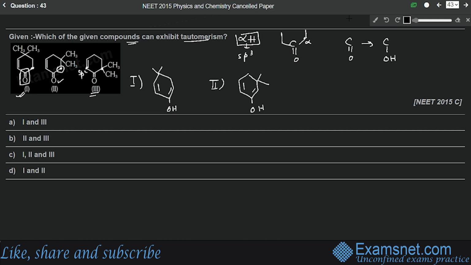So here what happens, some delocalization will take place. We know that tautomerism can take place in acidic as well as basic medium. So if the reaction is carried out in basic medium, then the third one also can undergo tautomerism. Let's see how.